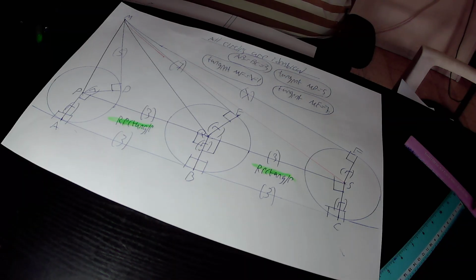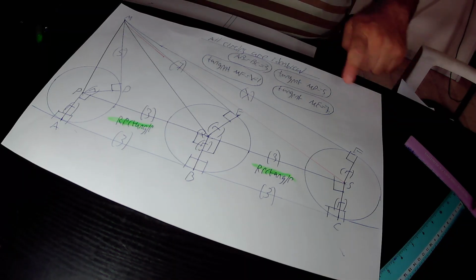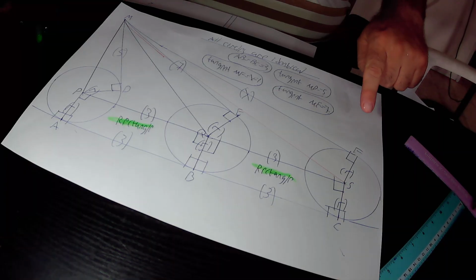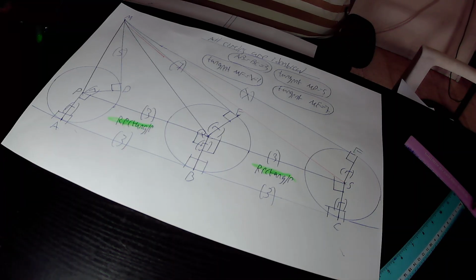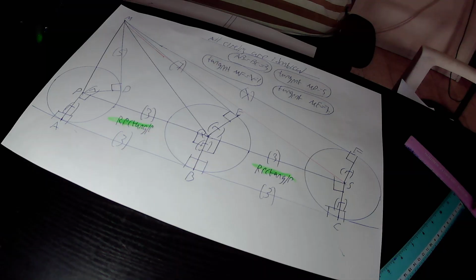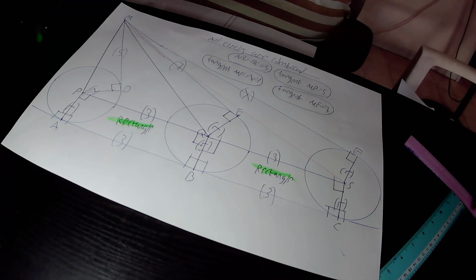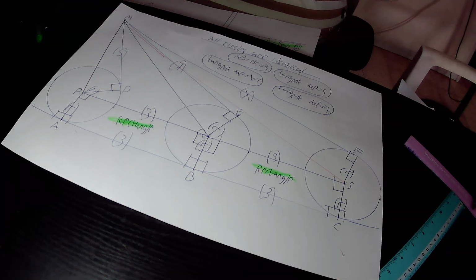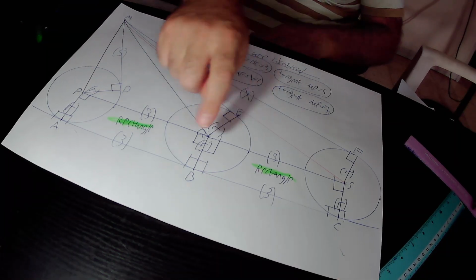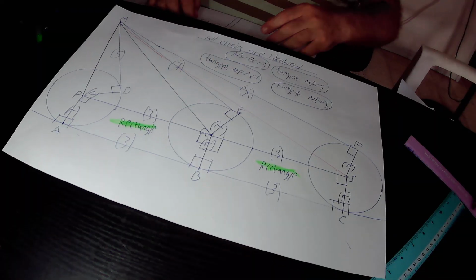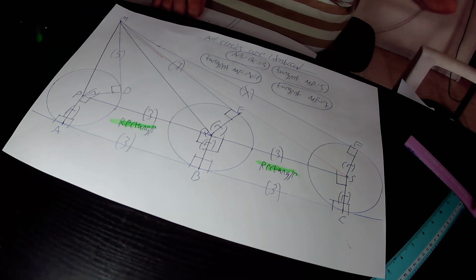Finally, we also have tangent MF, tangent to this circle at point F, and the length of tangent MF is x. So our mission is to find the length of tangent MF, that is, the value of x. First of all, we define the center of this circle as point P, the center of this middle circle as point Q, and finally the center of this circle as point S.